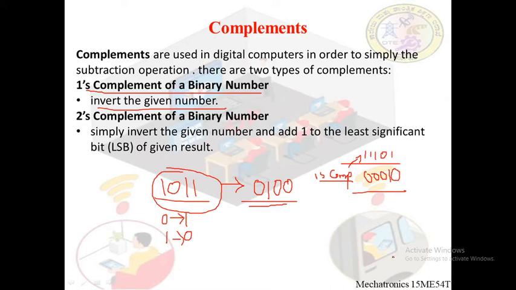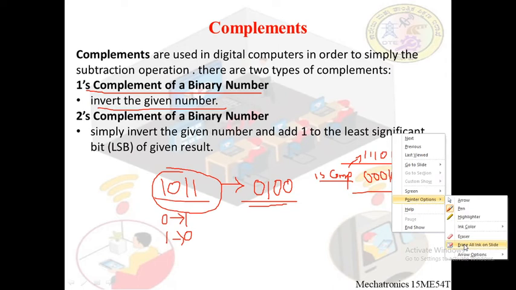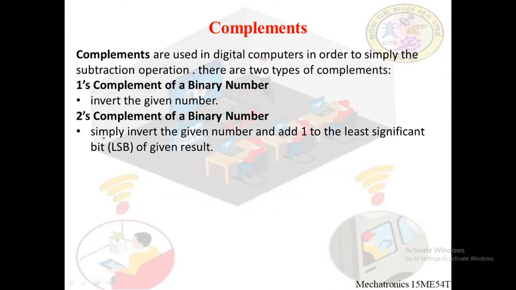Now let us see how to find out the twos complement of a binary number. Simply invert the given number and add 1 to the least significant bit. The twos complement can be found out by first finding out the ones complement, and then adding 1 to it finally.